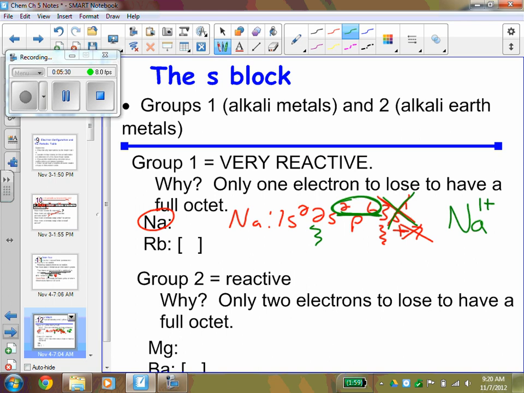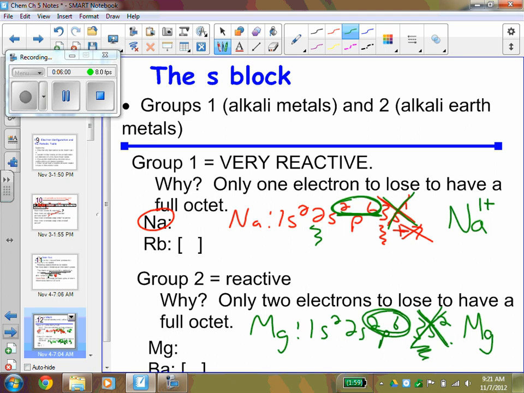Group 2 are also quite reactive, not quite as reactive as group 1. But again, the question is why are they so reactive? If we take a look at magnesium, it's 1s2, 2s2p6. There's the octet right here, 3s2. You'll notice, should I gain 6 electrons for a full octet here, or should I just lose these 2 to have a full octet sitting here? And the answer is, of course, let's lose just the 2, not gain 6. And so therefore I have a full octet here, but since magnesium lost 2 electrons, it must have an overall +2 charge, which we'll learn more about in chapter 6 and 7.